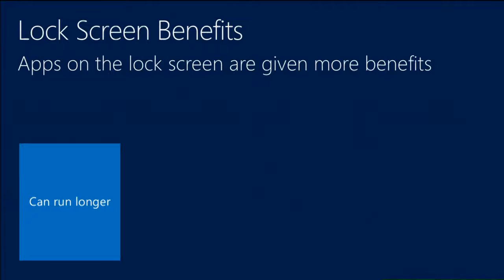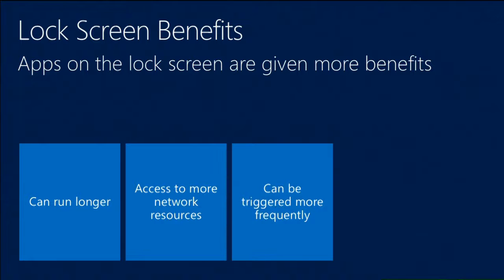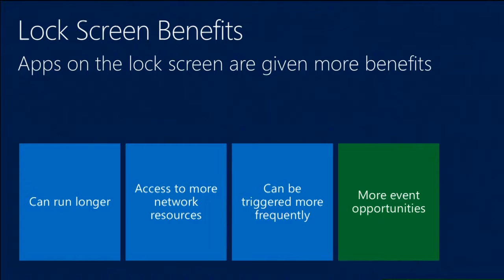And some of the things that you get if your app is running on the lock screen is you can have background tasks that run longer. You can use more resources. You have access to more network resources. You can call them more frequently. And you have a lot more opportunities. And we'll see the list difference here, but there's quite a significant list of things that your app can do if it's on the lock screen versus when it's not.